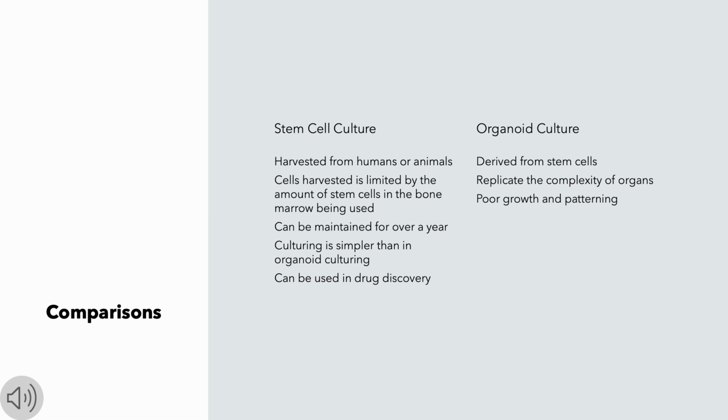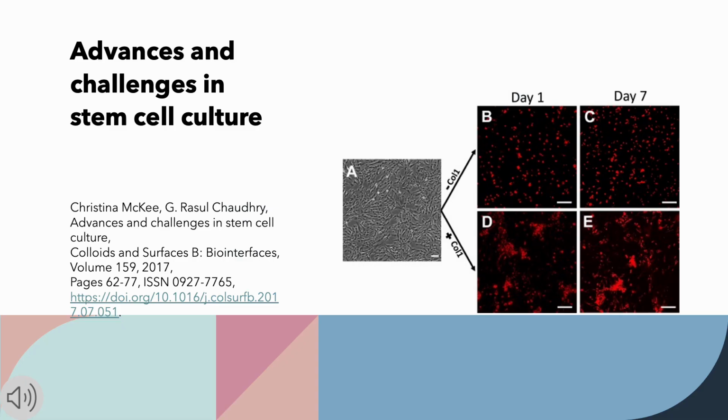Some features of stem cell culturing are that they are harvested from humans or animals. Cells harvested are limited to the amount of stem cells in the bone marrow being used. They can be maintained for over a year. Culturing is simpler than organoid culturing, and they can be used in drug discovery. Whereas organoid cultures are derived from stem cells, replicate the complexity of organs, and can be limited by poor growth and patterning.